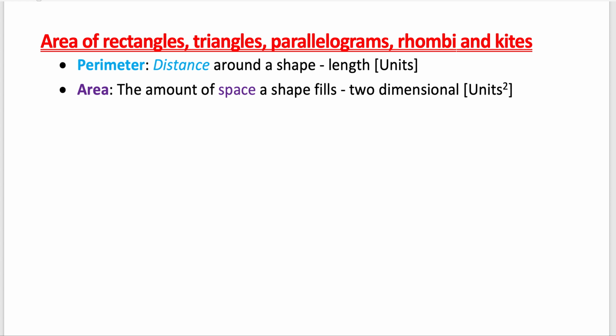So, first, just to recap, because one of the biggest mistakes that students make is that they confuse perimeter and area when they're calculating it. So remember that perimeter is the distance around a shape. So always imagine you walking around the shape. What is the distance that you're covering? And it's in length in its units.